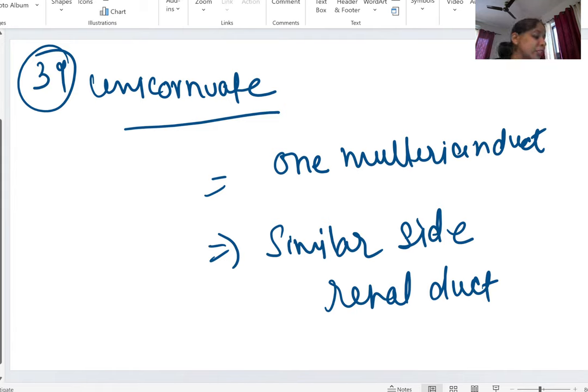Cryptomenorrhea: yes, if there is vaginal agenesis, cryptomenorrhea can occur. Primary infertility: it is possible. If the uterus is absent, then it can lead to primary infertility. Have you got it? Why is there cryptomenorrhea in the case of unicornuate uterus? Because the one-sided Mullerian duct which has not grown presents itself as a rudimentary horn. So that rudimentary horn itself starts bleeding. So in the rudimentary horn there can be cryptomenorrhea. Okay, let me take question number 13.